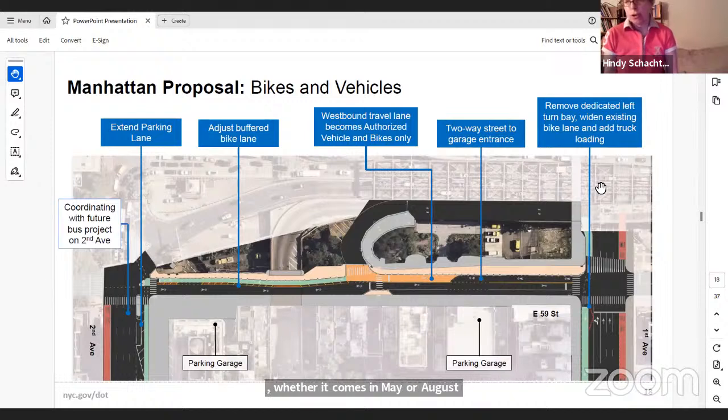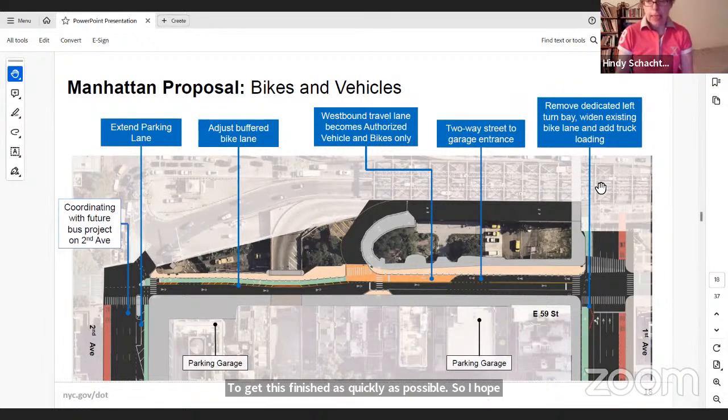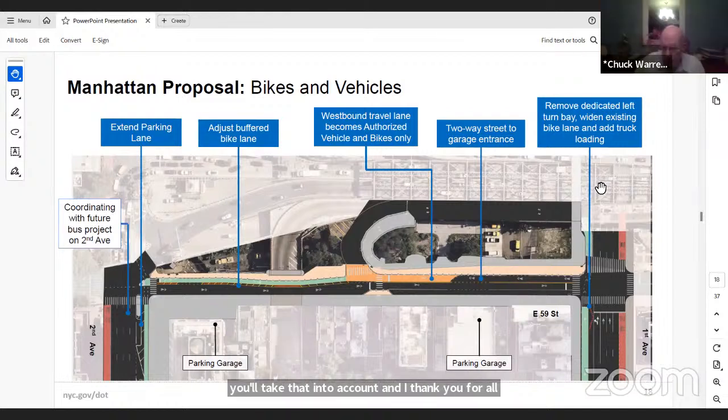And I would urge you to make it a priority to get this finished as quickly as possible. So I hope you'll take that into account, and I thank you for all the good that you're doing. Thank you. Thank you, Hindi.